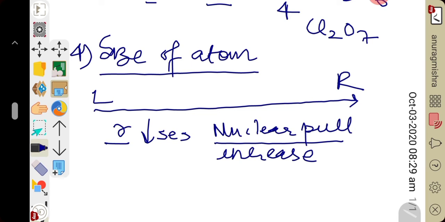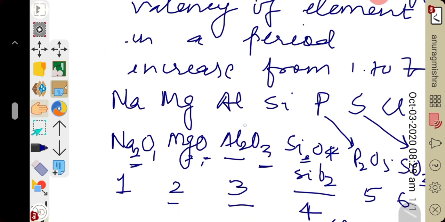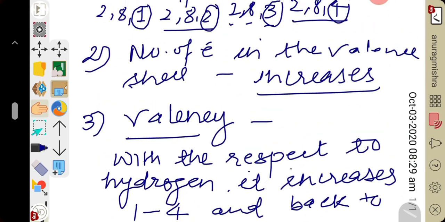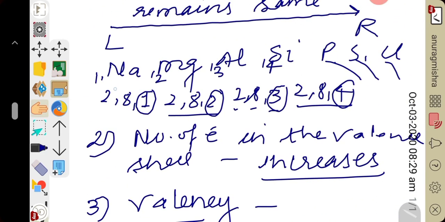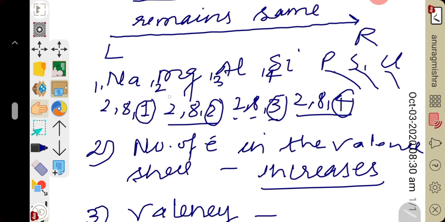We all know when we move left to right in a periodic table, the number of protons increases continuously. I have given you an example earlier. Let us go back. See, I have given the example here. Atomic numbers I have written: sodium 11, magnesium 12, 13, 14, 15, 16, 17. Proton means atomic number, because we all know Z is equal to P is equal to E. So atomic number is equivalent to proton. Proton is 11, then 12, 13, 14, 15, 16, and with chlorine 17.